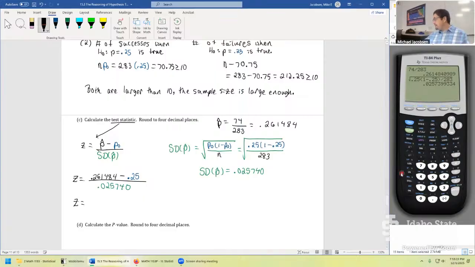So we're just about there. One more calculator computation: 0.261484 minus 0.25, divide by 0.025740. Let me know if you get slightly different values. I'm getting a test statistic z of 0.4462, rounding this one to 4 decimal places.